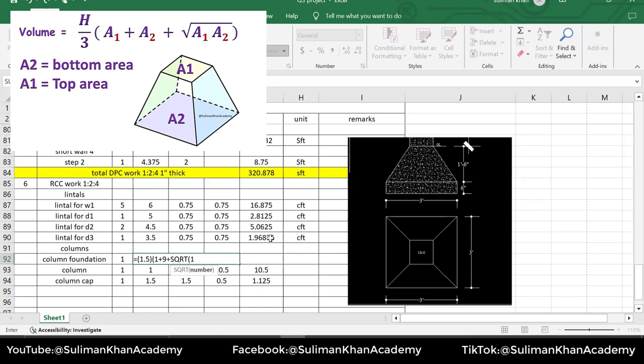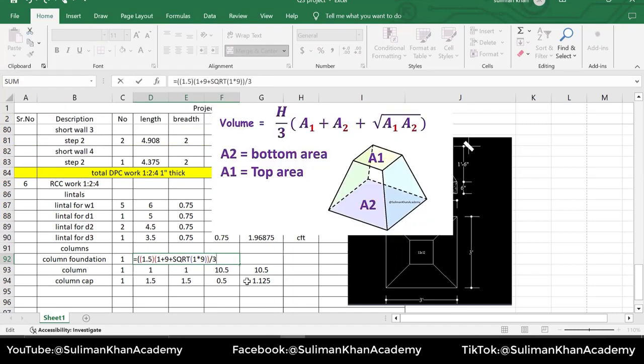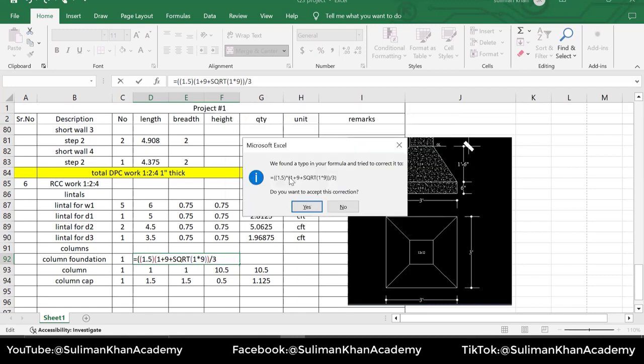So top area is just 1. Multiply it with the bottom area, which is 9. Okay, and close the bracket. However, if you see, we might have a bracket over here. Okay, because this is Excel, and then let's close it over here. Okay, like this. And we will just divide this by 3, because the formula is d by 3 into A1 plus A2 plus square root of A1 and A2. Okay, press enter. Let me rearrange, because here we have the multiplication, so the multiplication sign must be provided over there.